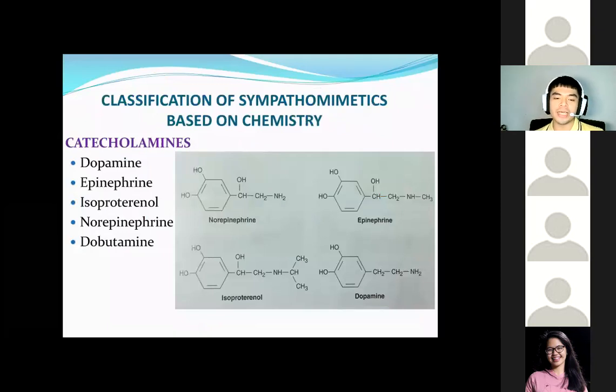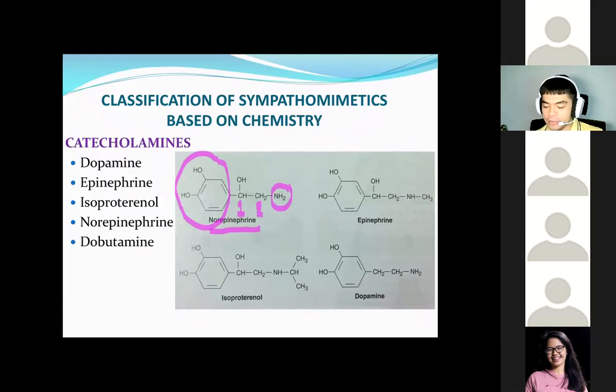So number one are the catecholamines. Tignan mabuti ang structure ng catecholamines. Examples are dopamine, epinephrine, isoproterenol, norepinephrine, and dobutamine. You can see that for example kay norepinephrine, we have the catechol structure and ethylamine. Ethylamine means may amine group. At ethyl, ilang carbons pag ethyl? Dalawa. Kaya we have number 1 and then number 2. So, we have ethylamine.